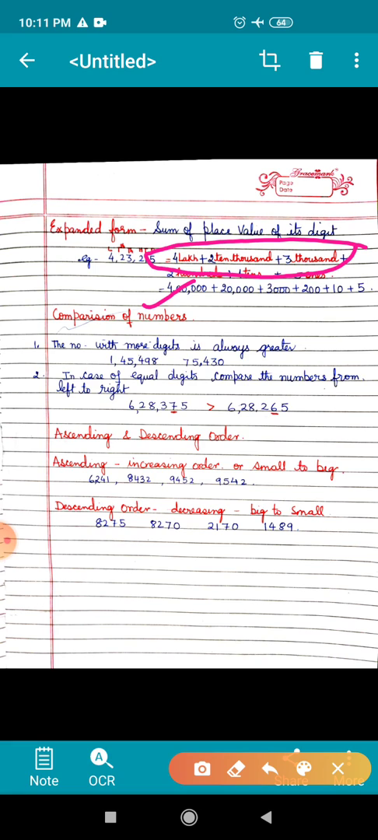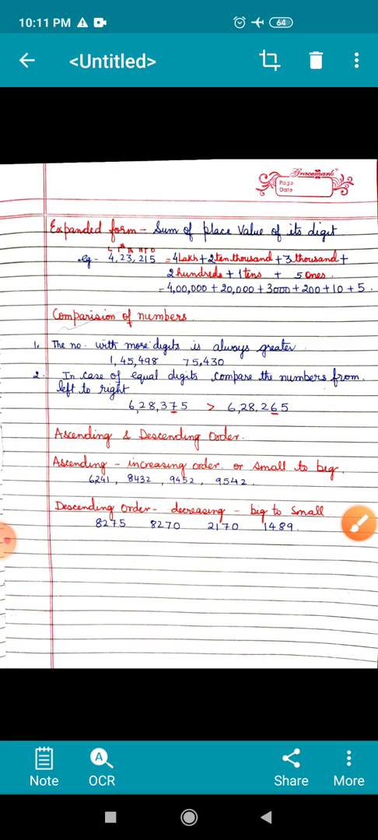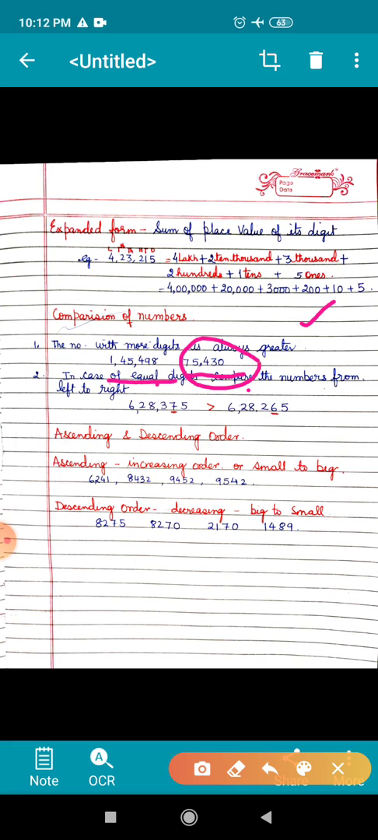Okay, now let us know how we can do comparison of numbers. Children, for that you have to remember 2 rules. The first one is: the number with more digits is always greater. Here you can see the first number is a 6-digit number and the second number is a 5-digit number. Obviously the second number will be the smaller number. Okay, so 75,430 is the smaller number.